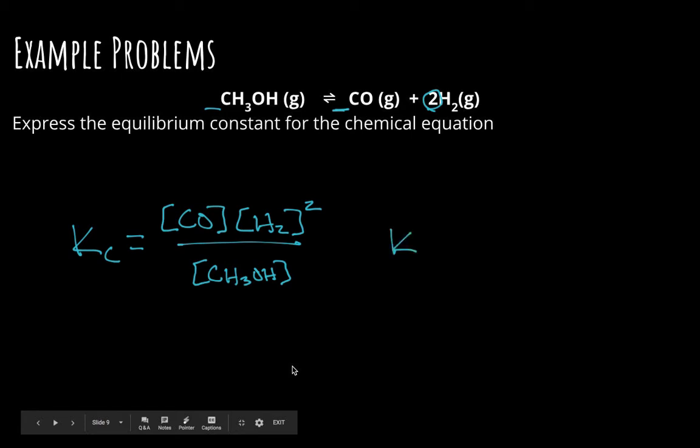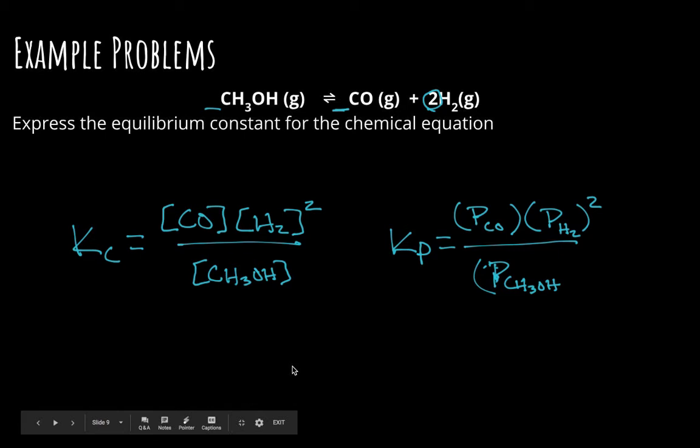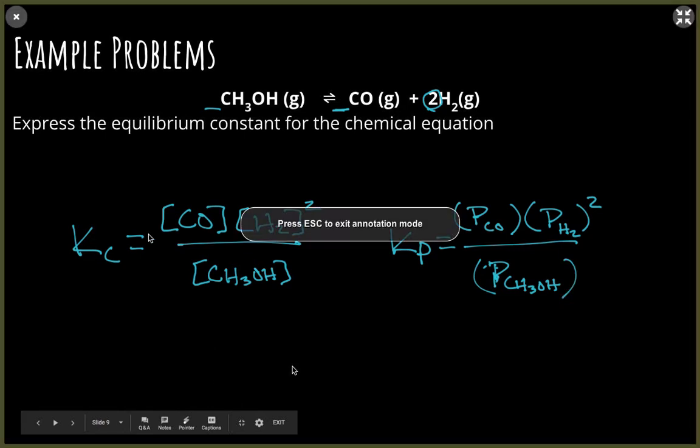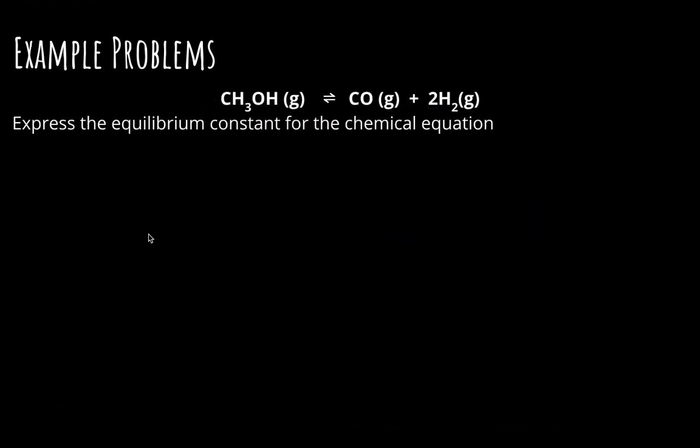If I was going to write this as a Kp, again, same idea, just a little bit different notation, I would write PCO, and if you want to put them in brackets, you can. Sometimes people put them in parentheses. It's completely up to you on that. Then I'm going to do pH2 raised to the second over pCH3OH raised to the first. So again, same idea, just a little variation in the notation if you're writing a Kp versus a Kc. And as we work through these, you'll see the difference here.